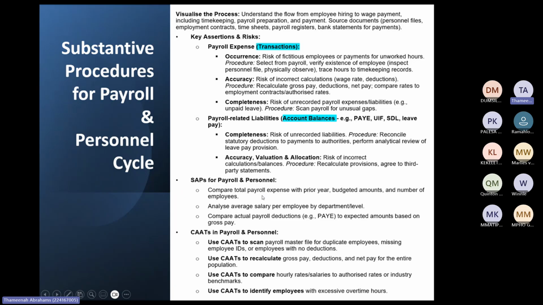So you say total expense versus prior year, budget, number of employees, average salary per department, and compare actual deductions paid as you earn to expected amounts based on gross pay.